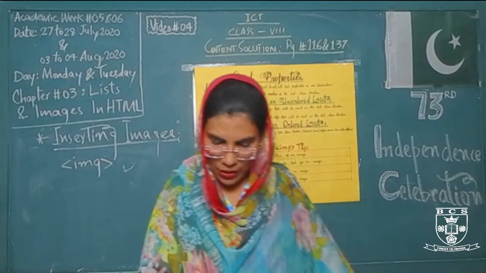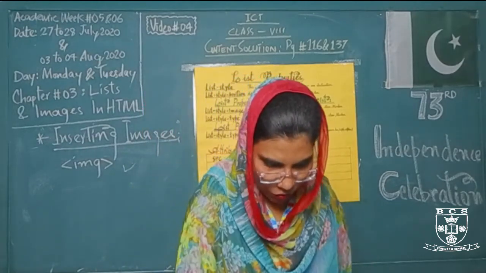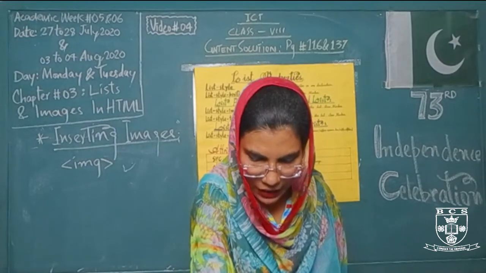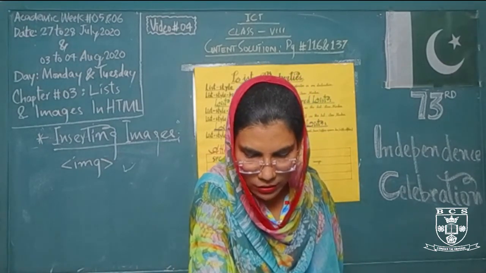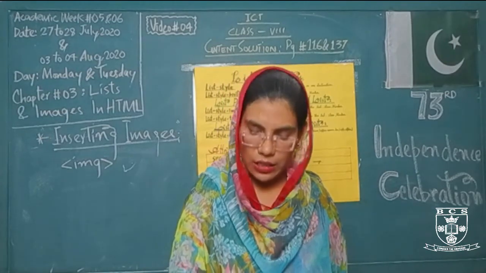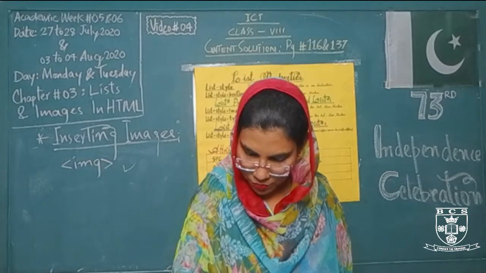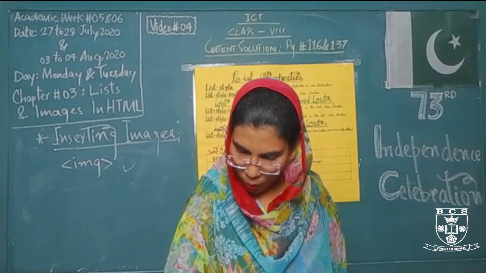Number 1, we have to mention the tags needed to create this list, and the answer of number 1 is: the tags needed to create the list are DL, DT and DD, as she wants to create the description list. So these 3 tags are used. Then give the full form of these tags.